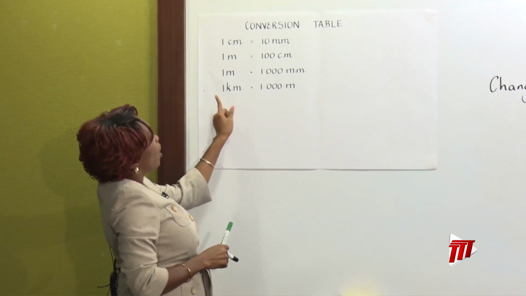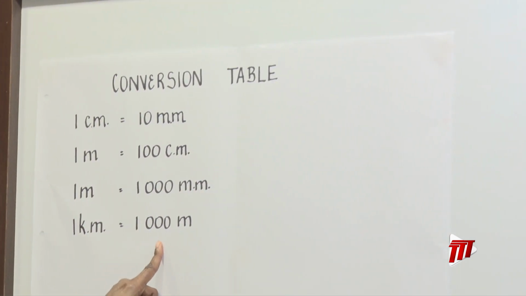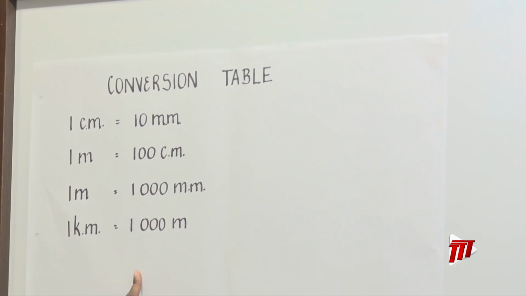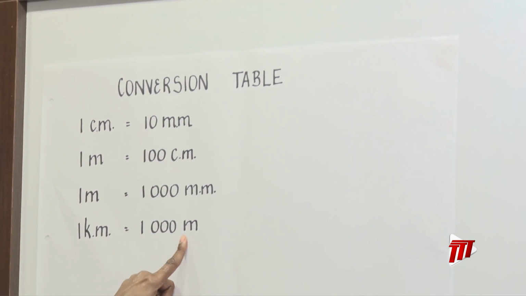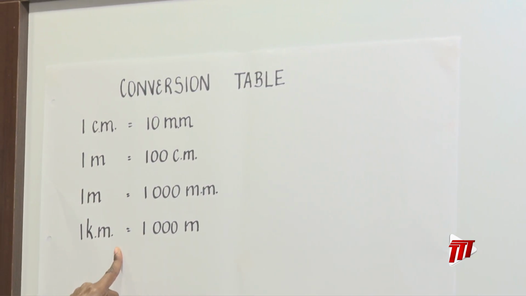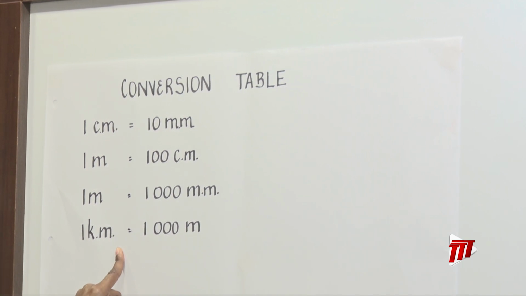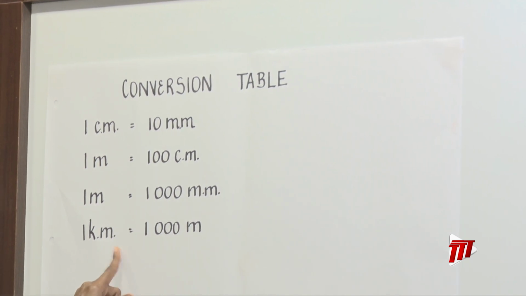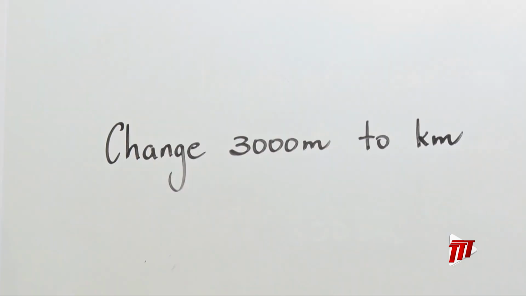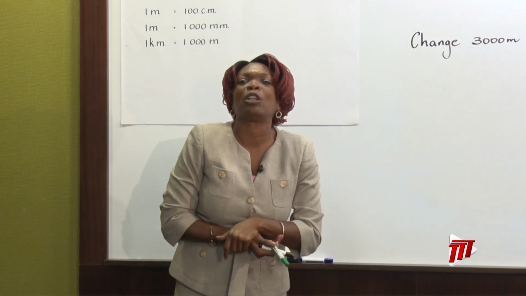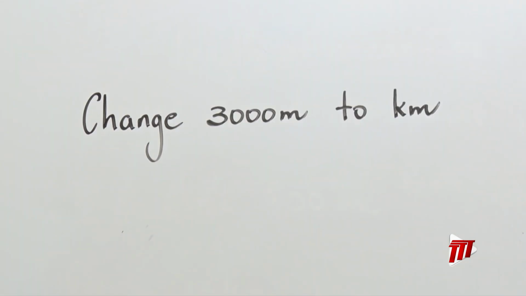If you notice, 1 kilometer is equal to 1,000 meters, but I have it back to front this time. All right? So in other words, we can say 1,000 meters is equal to 1 kilometer. It's the same thing. It's the very same thing. So if 1,000 meters is equal to 1 kilometer, then 3,000 meters will give me how many kilometers? 3 kilometers.